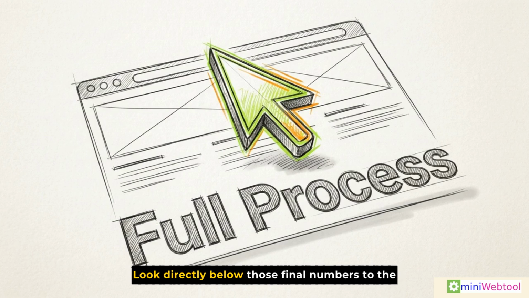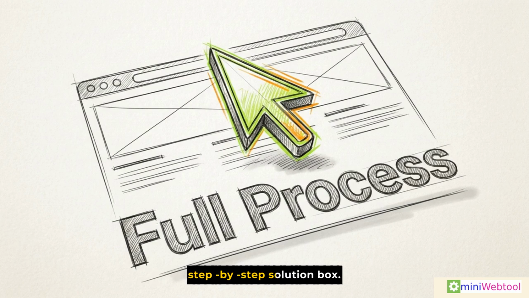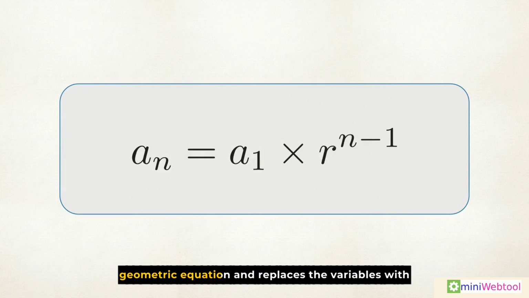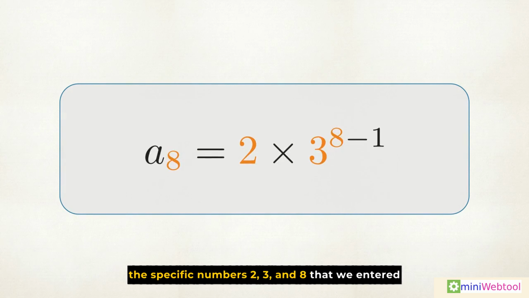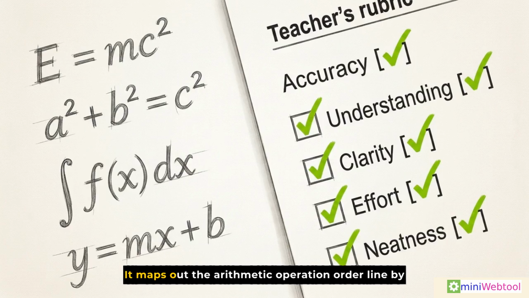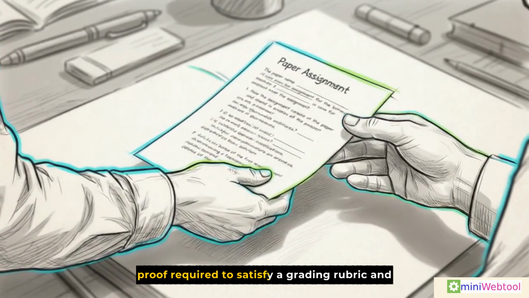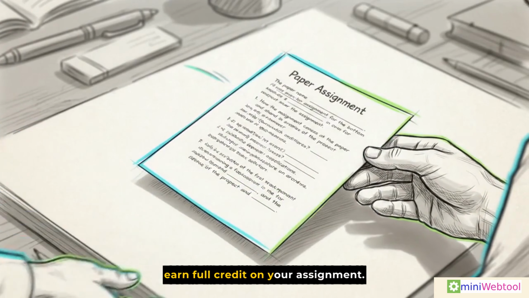Look directly below those final numbers to the step-by-step solution box. Watch how this breakdown takes the standard geometric equation and replaces the variables with the specific numbers 2, 3, and 8 that we entered above. It maps out the arithmetic operation order line by line, matching the exact format required by standard teaching rubrics. The tool delivers the verifiable mathematical proof required to satisfy a grading rubric and earn full credit on your assignment.